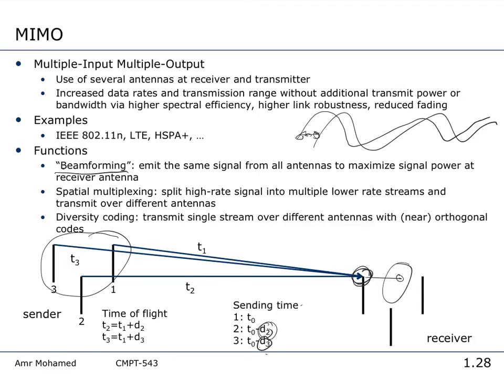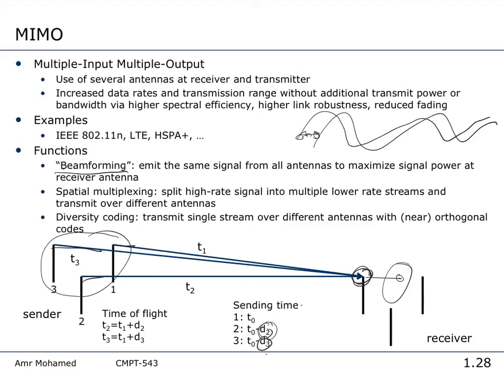So beamforming talks about sending the same copy of the signal and maximizing the reception at a certain location. Spatial multiplexing talks about splitting the high rate signal into multiple lower rate signals, okay, and transmitting over different antennas. What is the problem? If you use different signals on different antennas, what is the problem here?